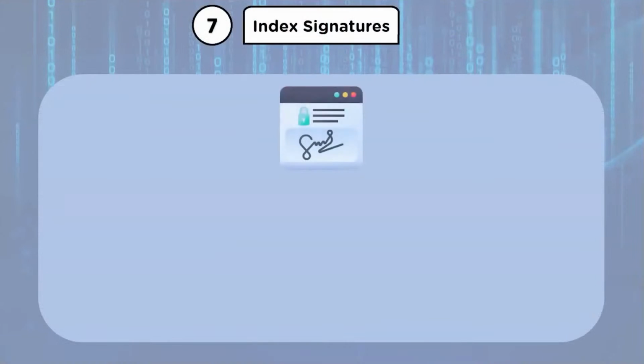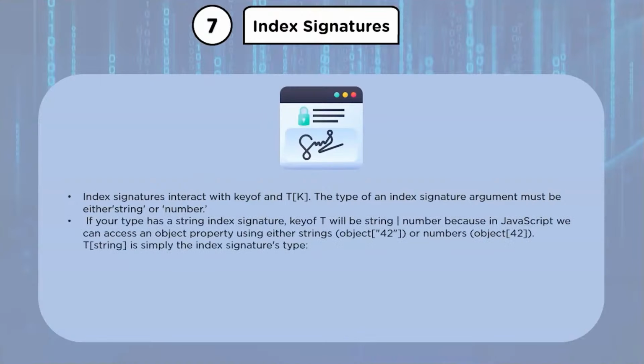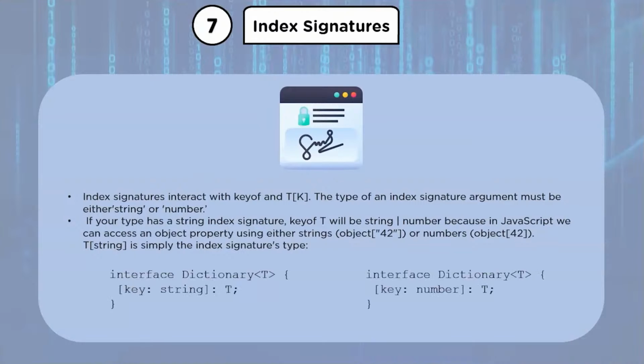Index signature. Index signatures interact with keyof and T[K]. The type of an index signature parameter must be either a string or a number. If your type has a string index signature, keyof T will be string or number, because in JavaScript you can access an object property using either a string or number. T[string] is simply the index signature type. Below is the syntax for index signature. If you have a type with a number index signature, keyof T will just be number.